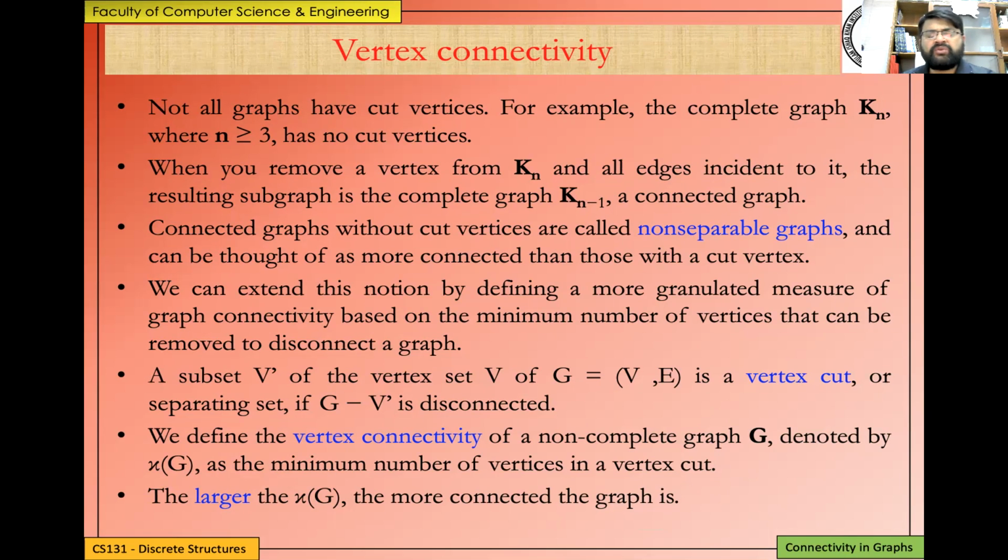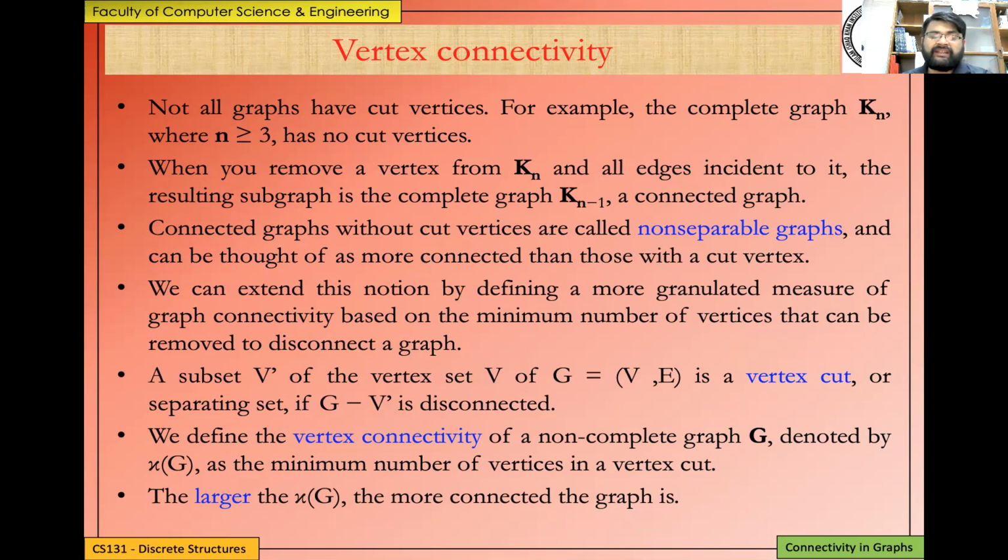Connected graphs that do not have any cut vertex are called non-separable graphs. So that's by definition the name, and they can be thought of as more connected than those with a cut vertex. Of course, if you can find a cut vertex, then there's at least a weak link there, and that link can be removed or can fail to cause disconnection in the whole network. But if a graph is non-separable, there is no weak link, it does not have any cut vertex, then in that case it is more secure and more connected than the one that has a cut vertex.